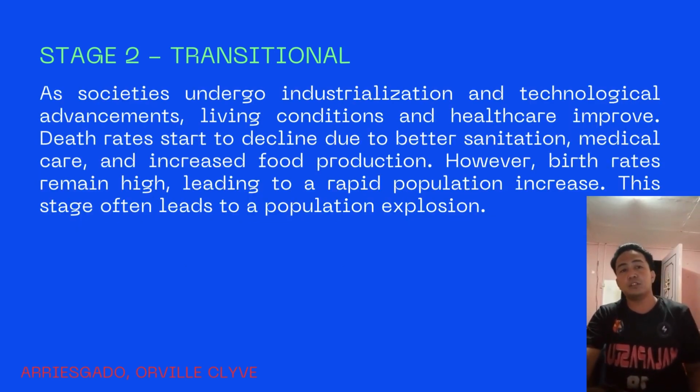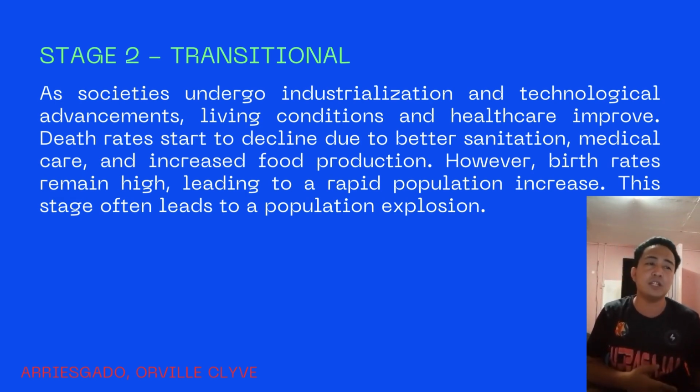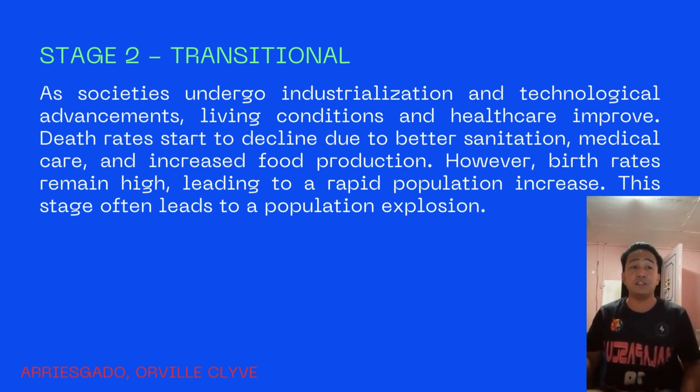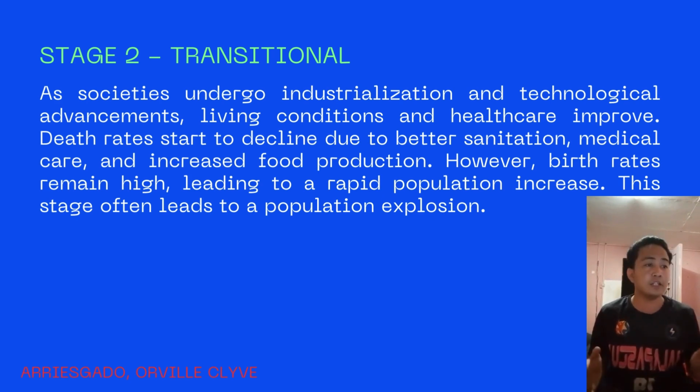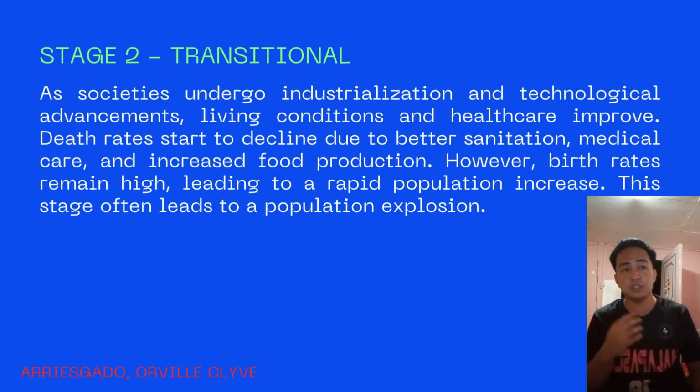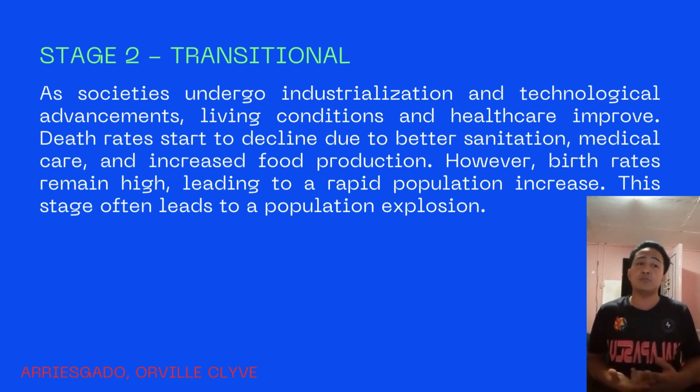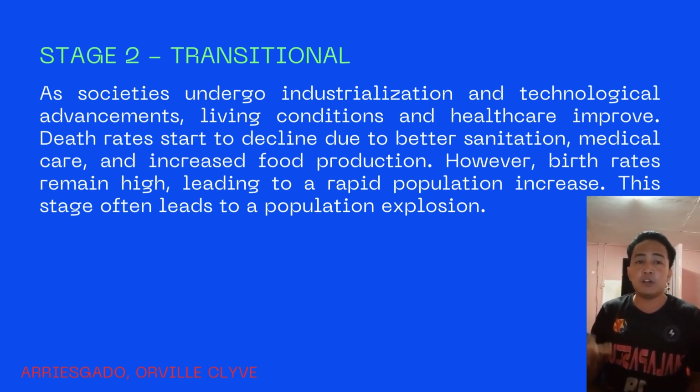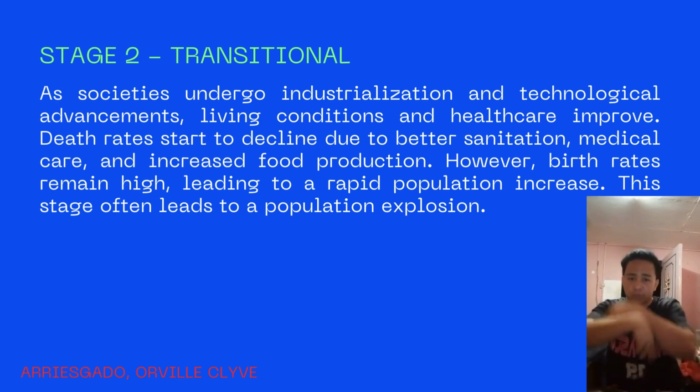Stage 2, Transitional. As societies undergo industrialization and technological advancement, living conditions and healthcare improve, and death rates start to decline due to better sanitation, medical care, and increased food production. However, birth rates remain high, leading to a rapid population increase. This stage often leads to a population explosion.